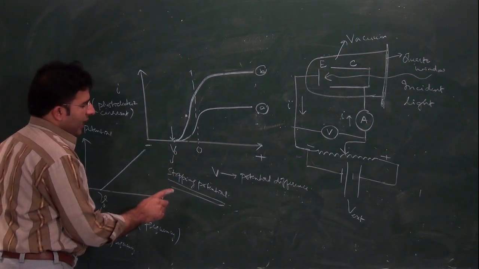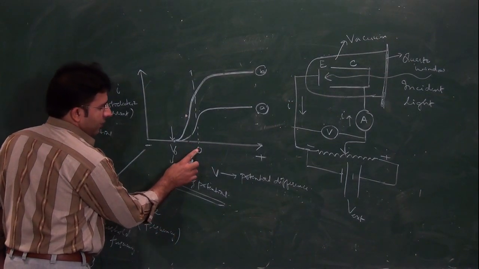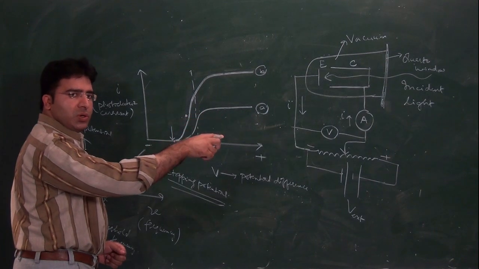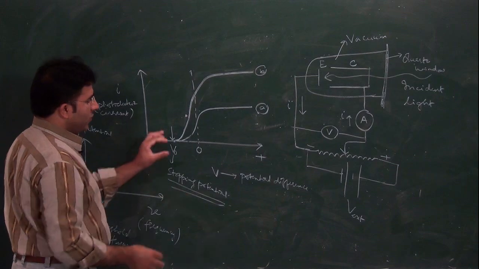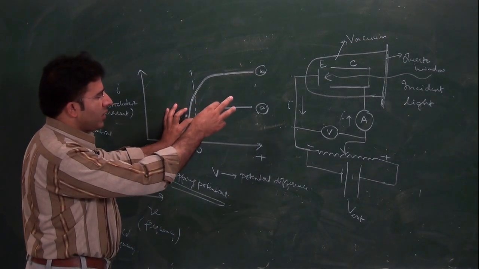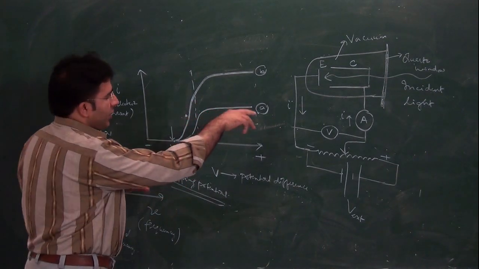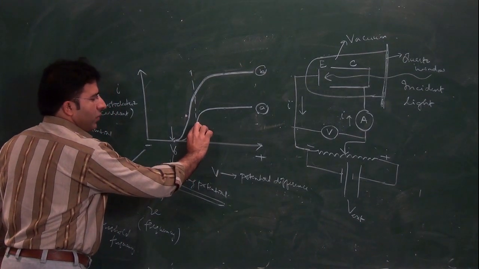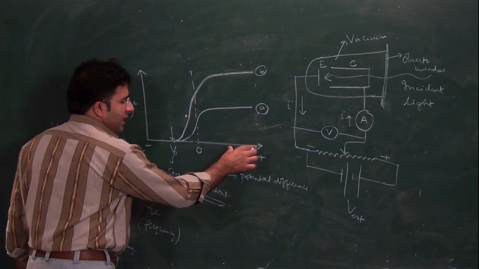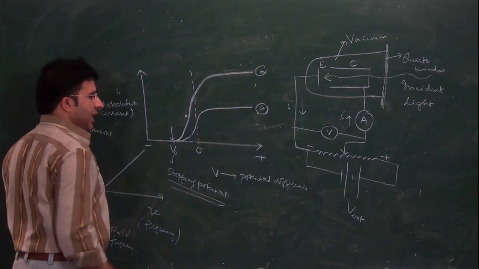First we look at this graph. From this graph we observe that when there is no voltage, that means no opposition or support by the external voltage, there is still some photoelectric current. That means even when there is no voltage across the emitter and collector, some of the electrons reach the collector and contribute to the current. And when we increase the voltage, the current increases and reaches the saturation value.